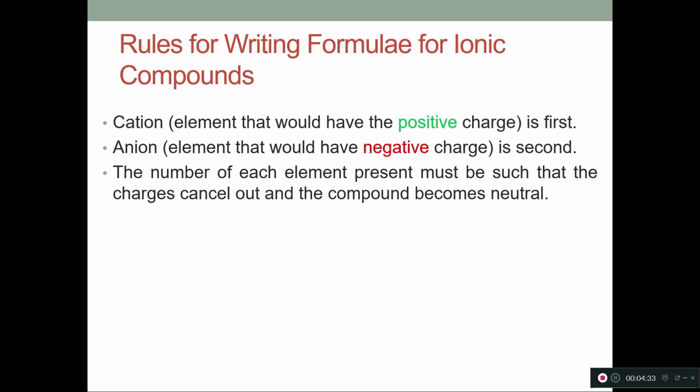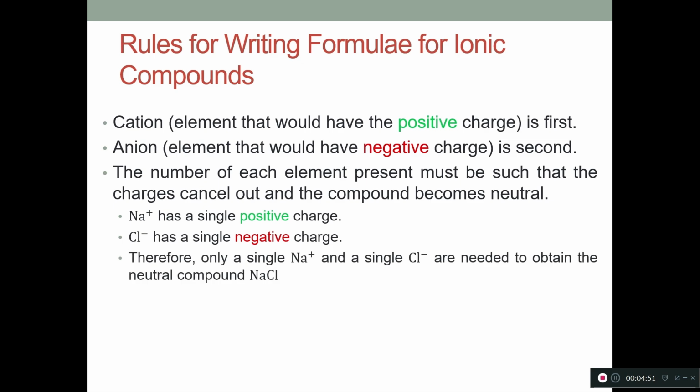And so that means we have to have a certain number of the cations and a certain number of the anions. And the number must be such that the charges on them cancel out and we get a neutral compound. So for instance, sodium has a +1 charge and chloride has a -1 charge, and so that means we only need a single sodium and a single chloride in order to make the neutral compound NaCl. And so we can think about it this way.